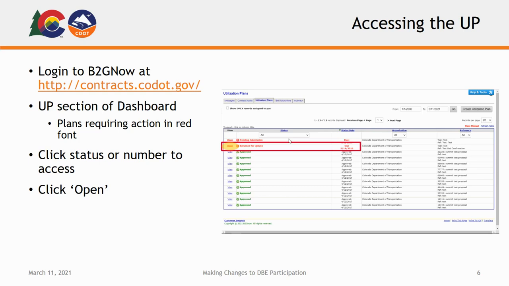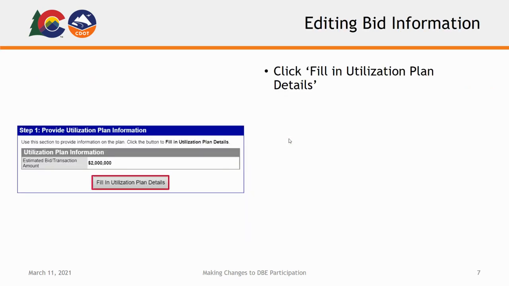To edit or update a utilization plan for resubmission, begin by clicking the open link to the left of the utilization plan that is labeled as returned. You will be taken to the Utilization Plan Management page where you can make any necessary or requested changes.